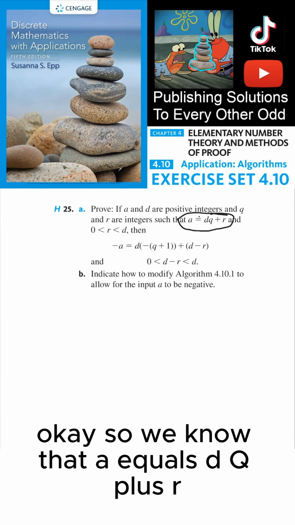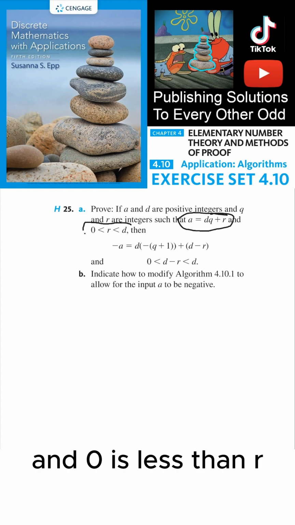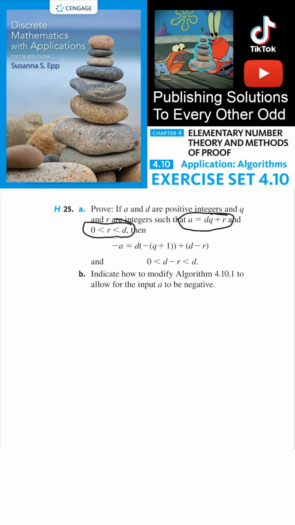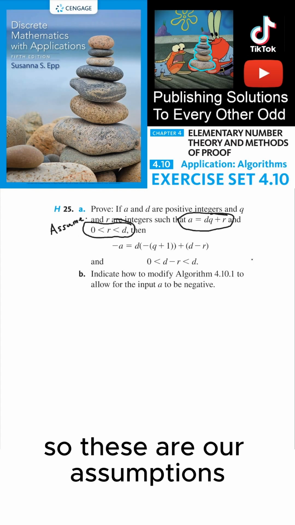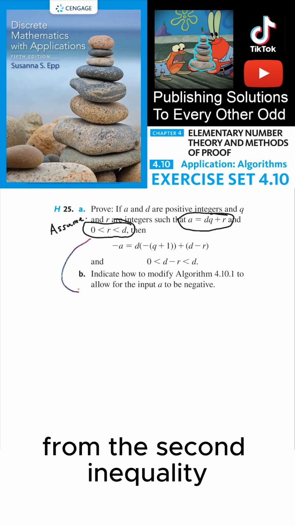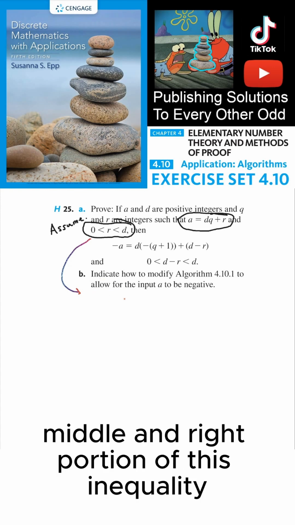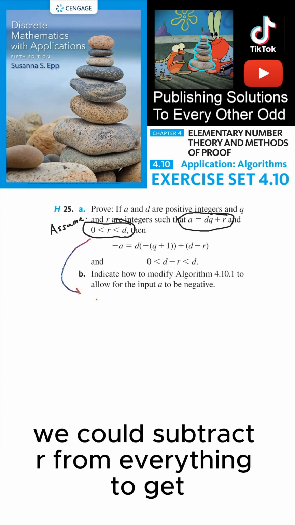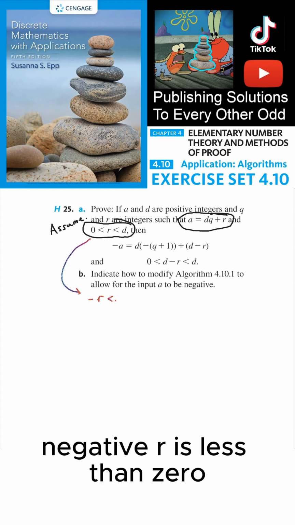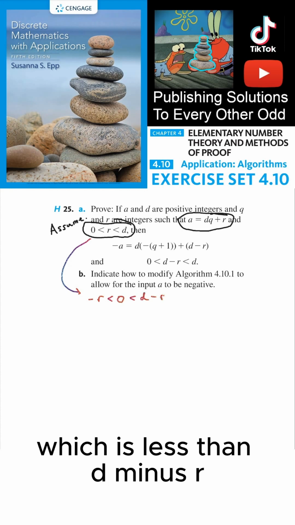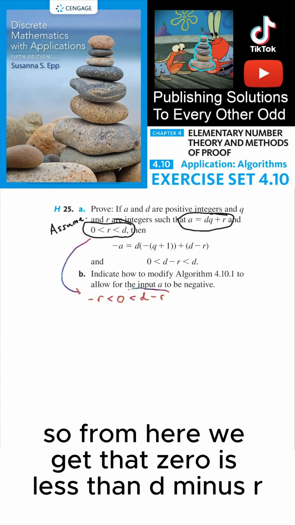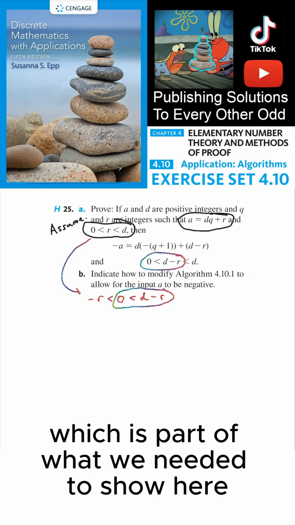Okay, so we know that a equals dq plus r and 0 is less than r is less than d. So these are our assumptions. From the second inequality, we can subtract r from each side, from the left, middle, and right portion of this inequality. We can subtract r from everything to get negative r is less than 0, which is less than d minus r. So from here, we get that 0 is less than d minus r, which is part of what we needed to show here.